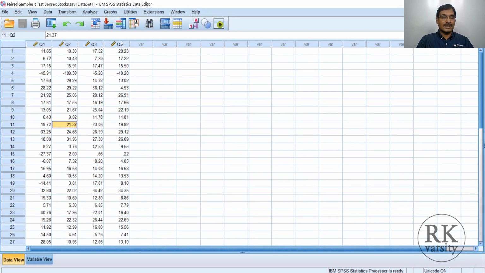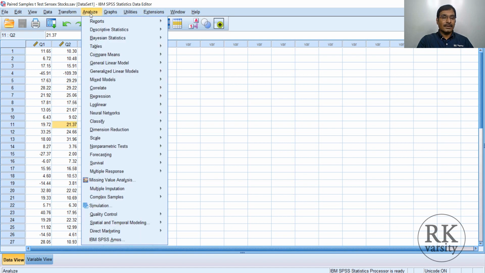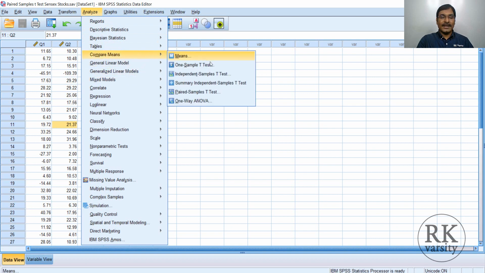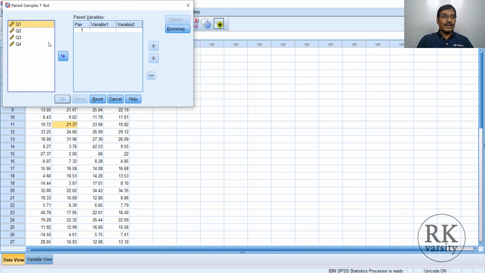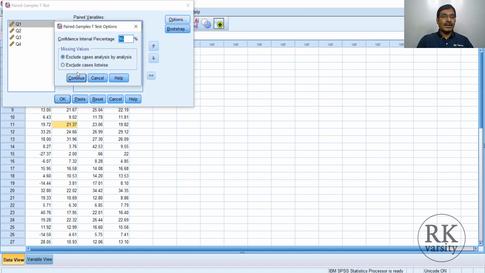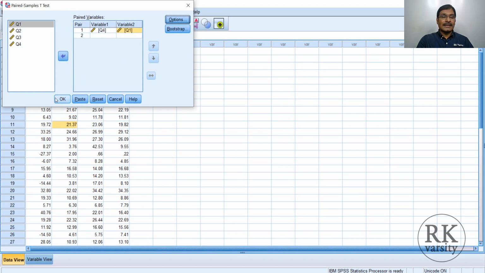which is modified. So now we run a paired sample t-test. Go to Analyze, then Compare Means, then Paired-Samples T Test. With the paired sample t-test, we want to compare the fourth quarter with the first quarter, whether there is any improvement in the fourth quarter results, or whether the difference between the fourth quarter and first quarter is the same or not. So we select quarter 4 and send it to variable 1, then choose quarter 1 and send it to variable 2. In options you have a percentage, click Continue, then click OK.